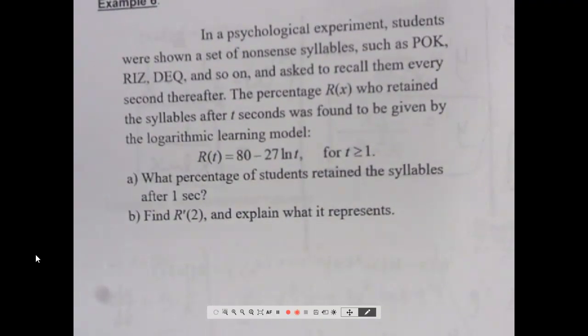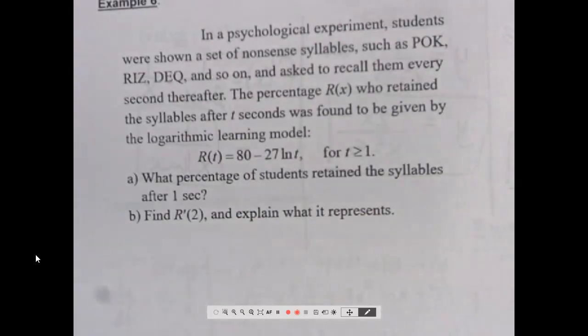Okay, in a psychological experiment, students, hey guys, last example, you know what you need to do. In a psychological experiment, students were shown a set of nonsense syllables, such as P-O-K, R-I-Z, D-Q, and so on, and asked to recall them every second thereafter. The percentage R of T who retained the syllables after T seconds was found to be given by the log learning model. What percentage of students retained the syllables after 1 second?